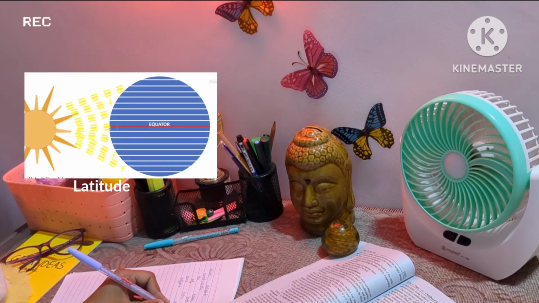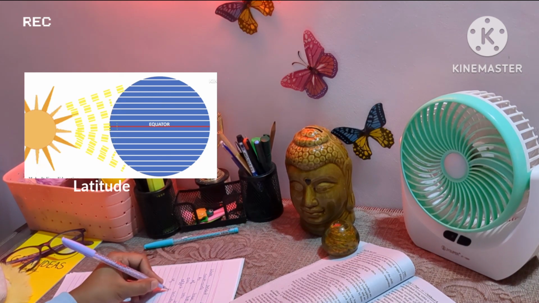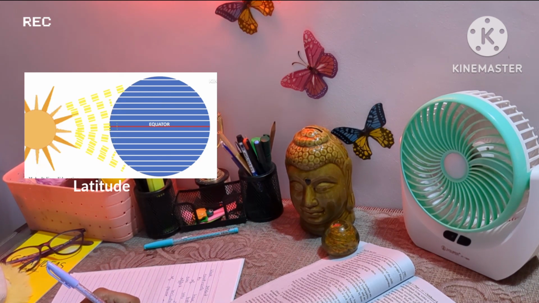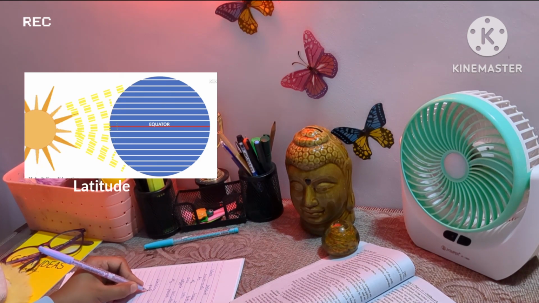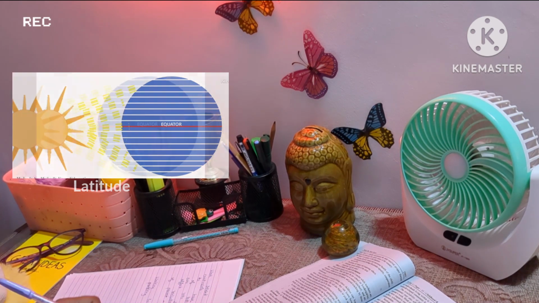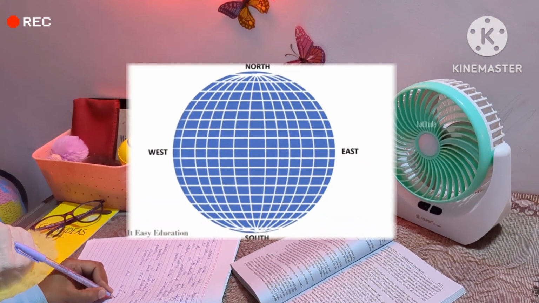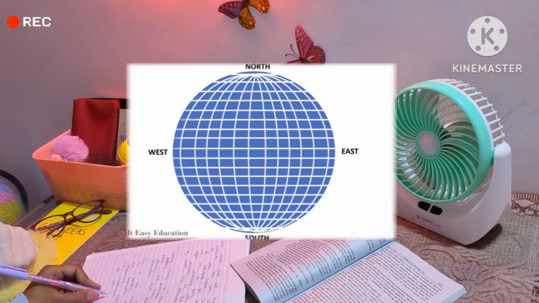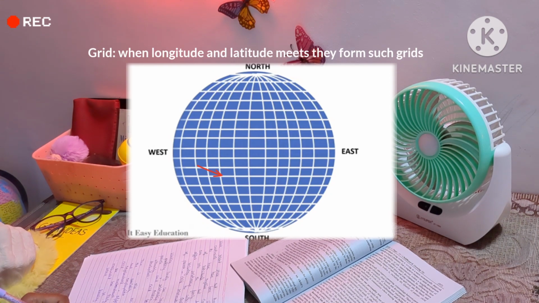Whereas latitude classifies temperature zones because at the equator the temperature is very hot due to the sun's direct heat. As we move to the North Pole or the South Pole, temperature reduces and becomes very cold. As you can see on the screen, latitude and longitude together form a grid. The grid gives us the coordinates on the Earth to find any location on the Earth.